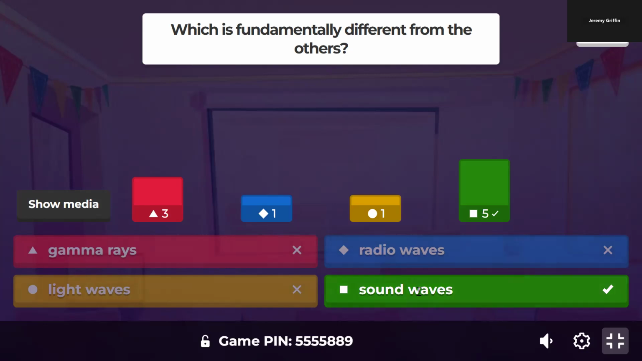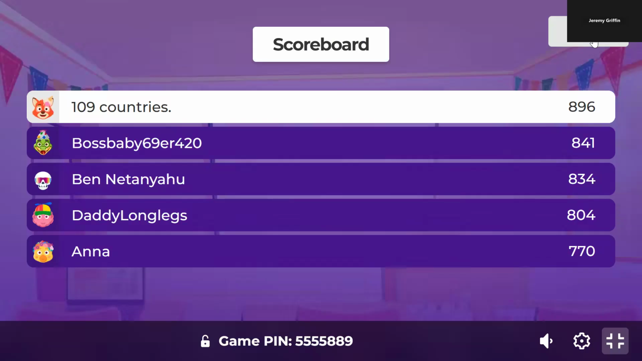Now, the one that doesn't belong on this list is sound waves. That's a totally different phenomenon, fundamentally different. Sound waves require a medium. These are longitudinal. They travel much slower than the speed of light, about a million times slower. So totally different phenomenon there.